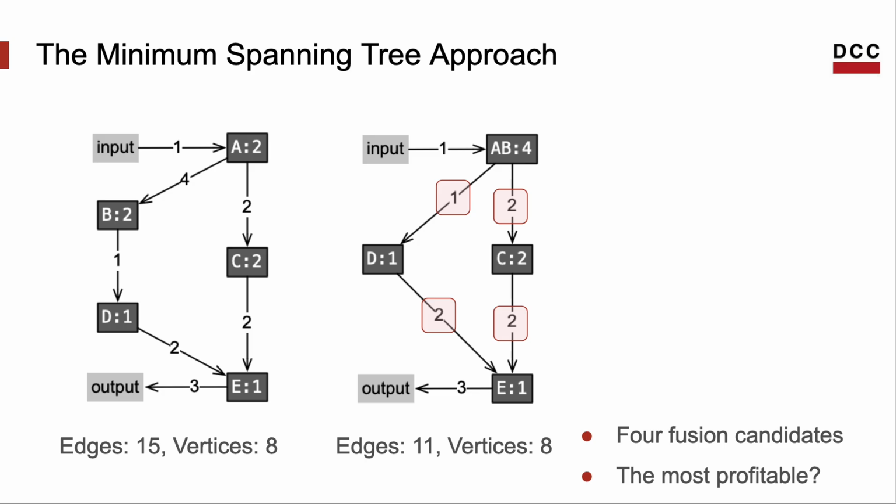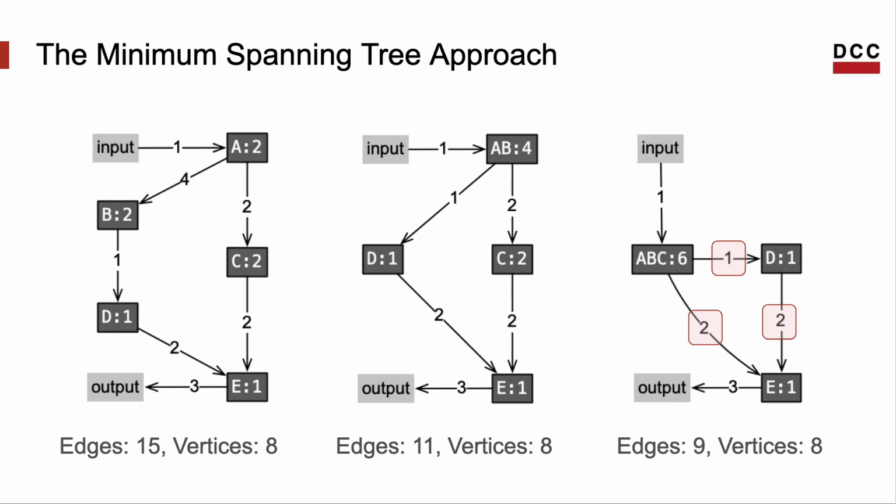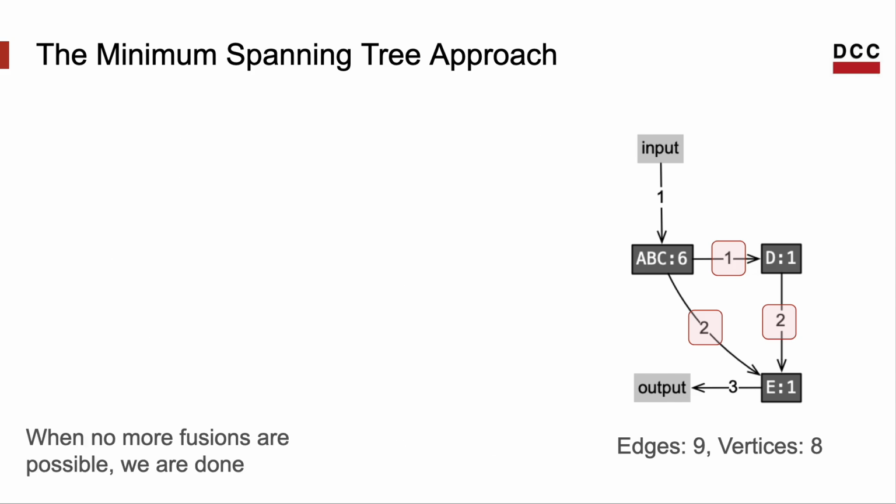So we continue like this. We have to see what would be the fusion that would reduce the overall cost the most, and we see that fusing A, B, and C would yield the best cost at this point. And then after this point, no more fusions are possible, and we're done. That's again a very simple algorithm, but it's very effective, as I will show.